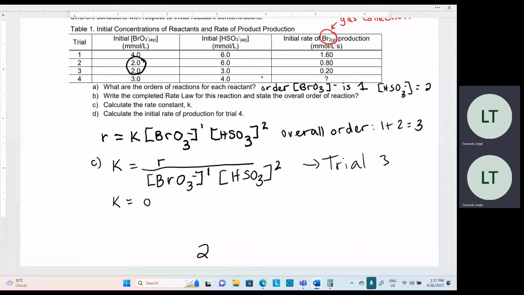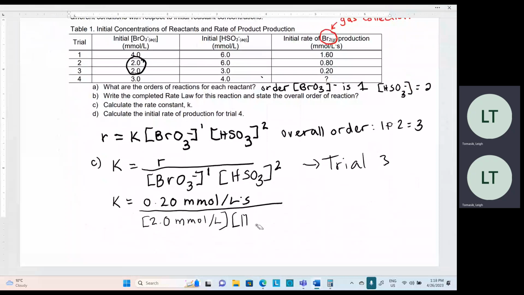So K is equal to, so the rate in trial 3 is 0.20 millimoles per liter seconds, divided by concentration of bromate is 2.0 millimoles per liter, and concentration of bisulfite is 3.0 millimoles per liter.